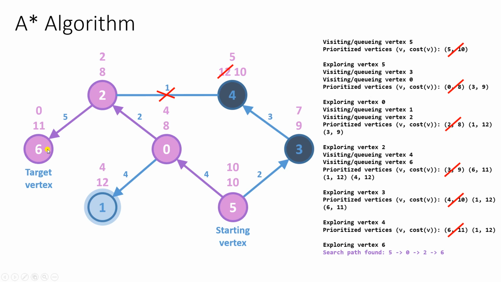So this way, if we find the target element, and the A-star algorithm will always find it, the Dijkstra's algorithm will always find it, this way we will be able to backtrack to the starting vertex and reconstruct the search path. You can look about this in more detail in the algorithm. I encourage you to do so. The algorithm is not complicated, but it's very interesting. I mean, the entire A-star algorithm is very interesting to learn how it works.